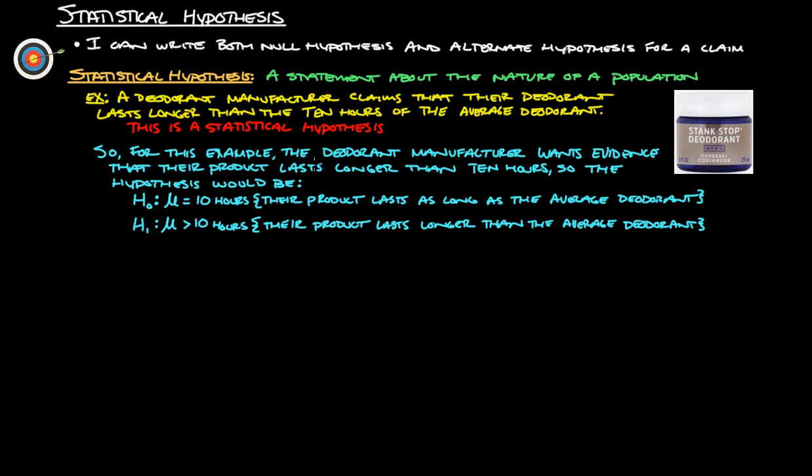For this example, back on the Stank Stop deodorant, the manufacturer wants evidence that the product lasts longer than the 10 hours. So the null hypothesis is that it's going to last 10 hours, which is the average of everyone else. But they want to show that theirs is different. So their alternate hypothesis, H1, is that their mean is greater than 10 hours. Their product lasts longer than the average deodorant, versus their product lasts as long as the average deodorant. That's what they would want to check.